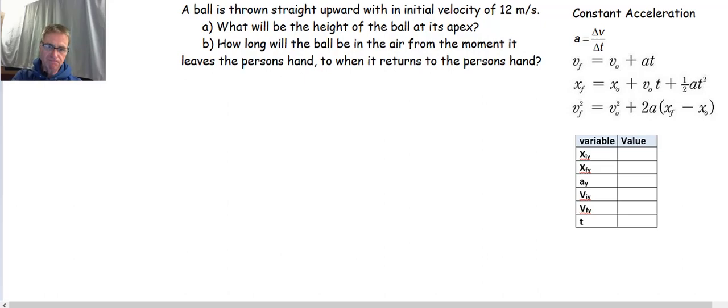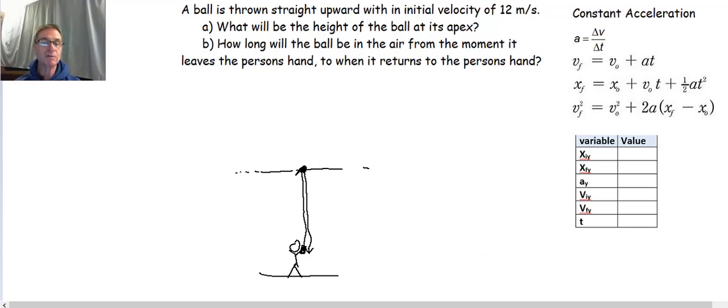So let's say I'm down here on the ground. Here I am, and I've got a ball here, and I'm going to throw it straight up. The ball is going to get to its apex, and then it's going to come straight down. The apex is that maximum height to which the ball travels.